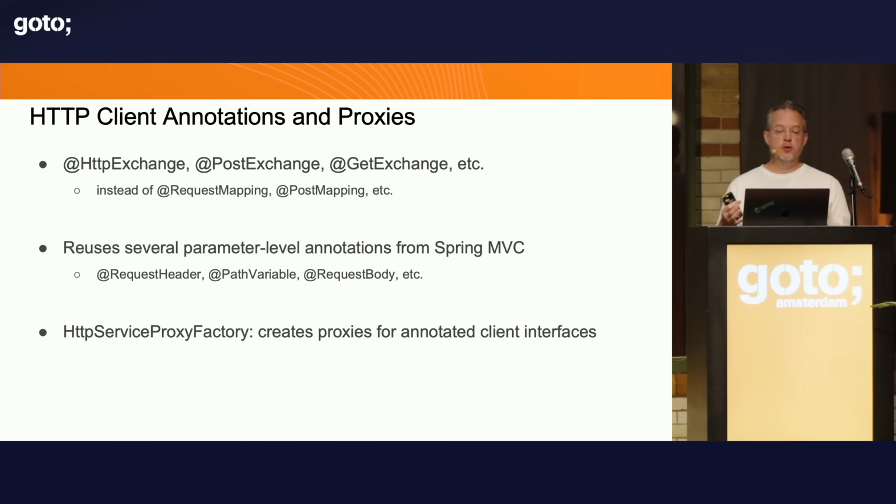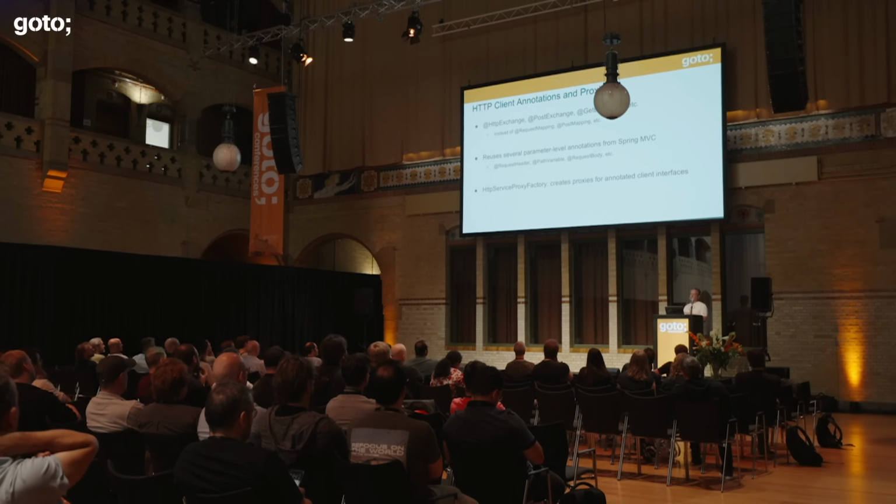And then we have specializations of that. So we have PostExchange, GetExchange, DeleteExchange, etc. And these are analogous to what we have in Spring MVC, right? So we have RequestMapping and PostMapping, but we don't use those because those are specific to the server, and these new annotations are specific to writing a client API.